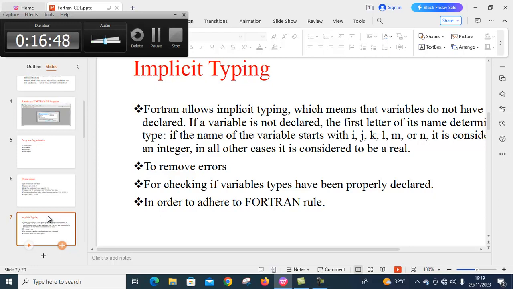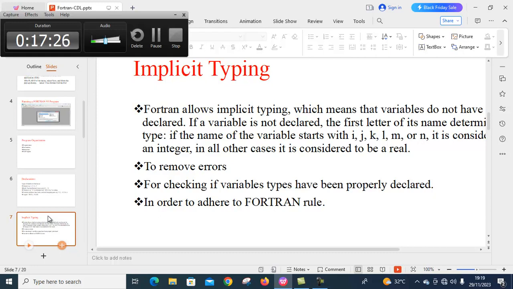Let me go over it again. I said Fortran allows implicit typing, which means that variables do not have to be declared. That is, unless specified, variable names beginning with I to N are assumed integers and others are real. That's just it.